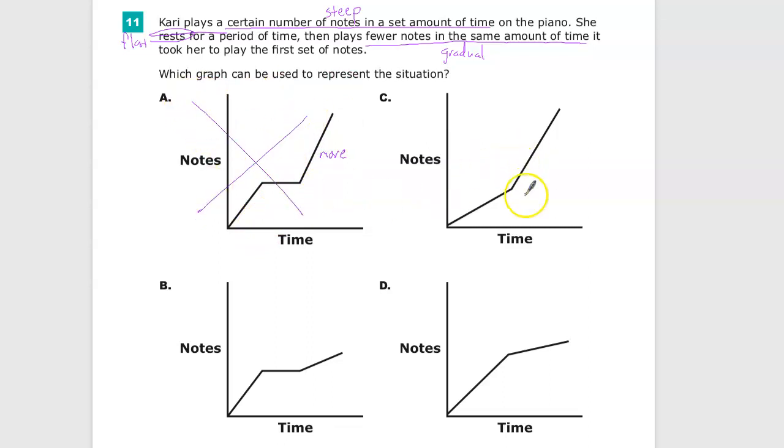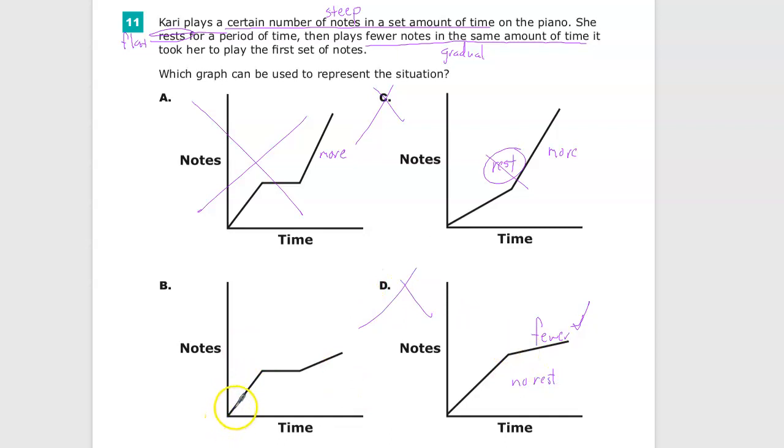C doesn't work because there's no rest period. She plays, and then it's actually steeper, so she's playing more notes here, and she doesn't have any rest, so this is out. For this one, she does play fewer notes, so that's good. But again, no rest. That's out.